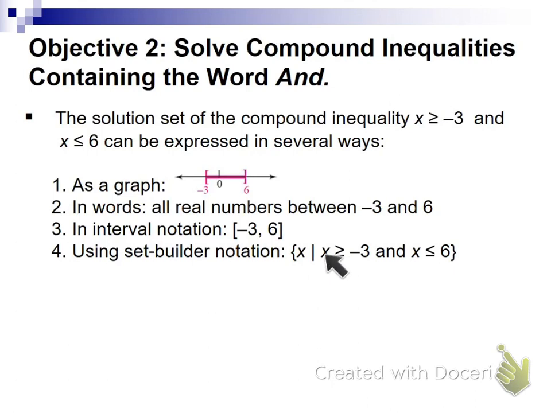Set builder notation would say all x values greater than or equal to negative 3 and all x values less than or equal to 6. Okay? Did you guys ever write in set builder notation, or did you just write this? You just wrote this, didn't you? As I already put before, you guys wrote it like this. Right? Okay?